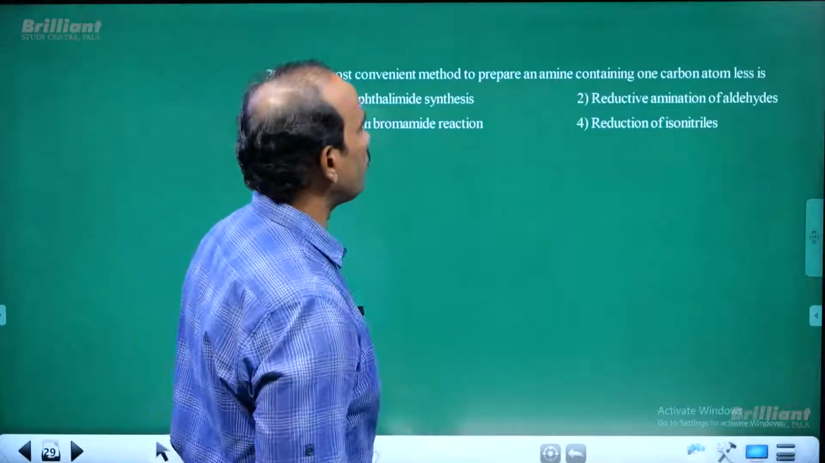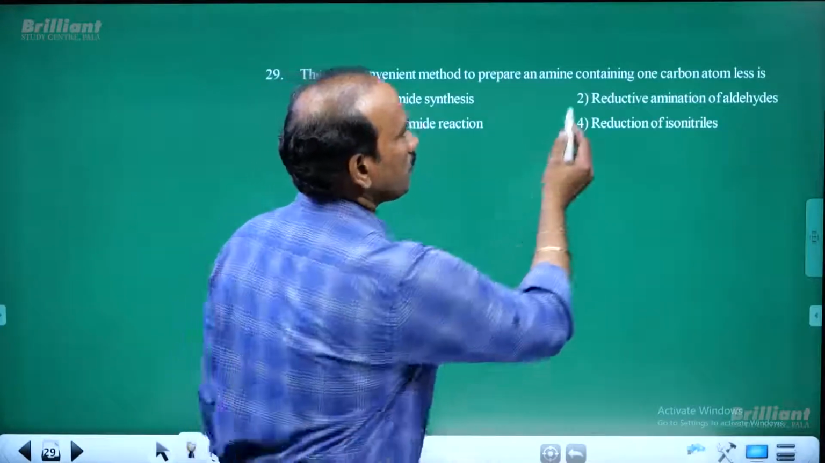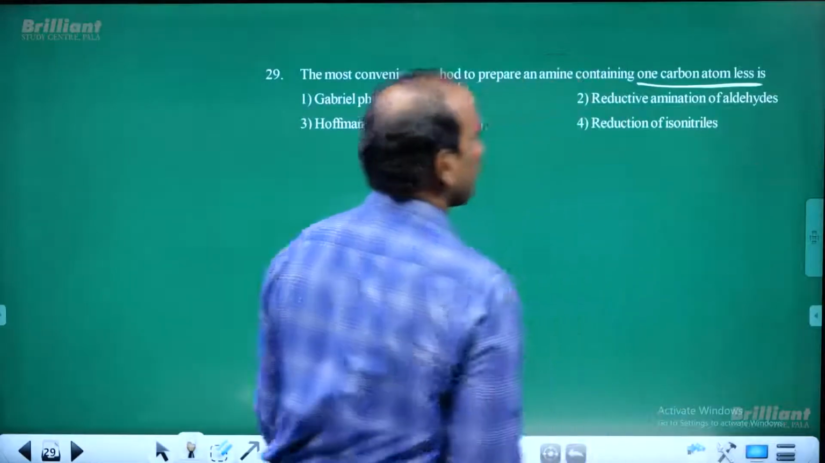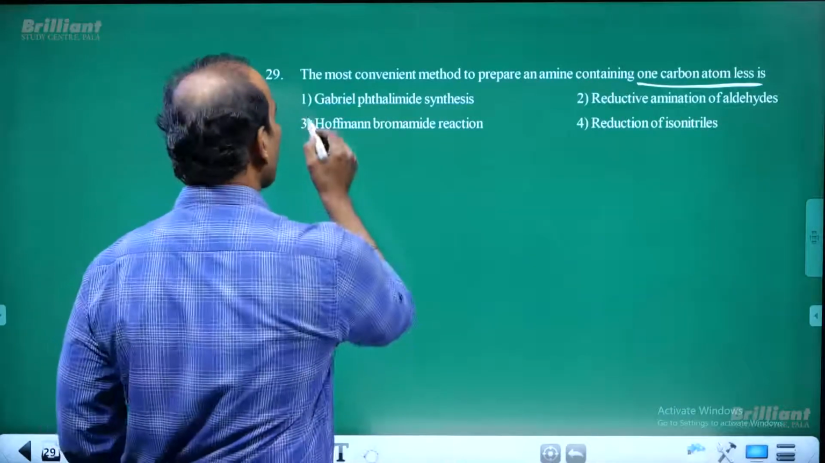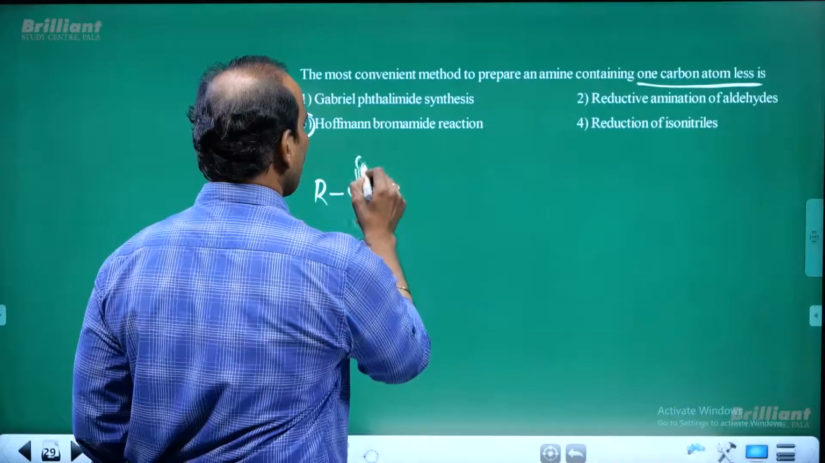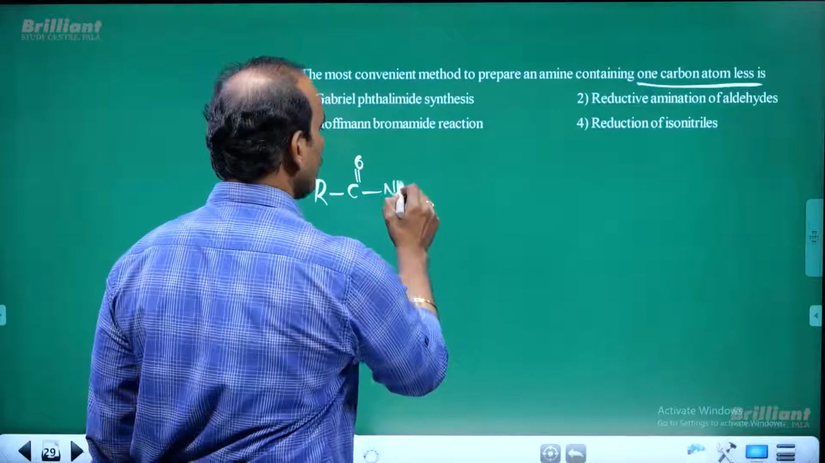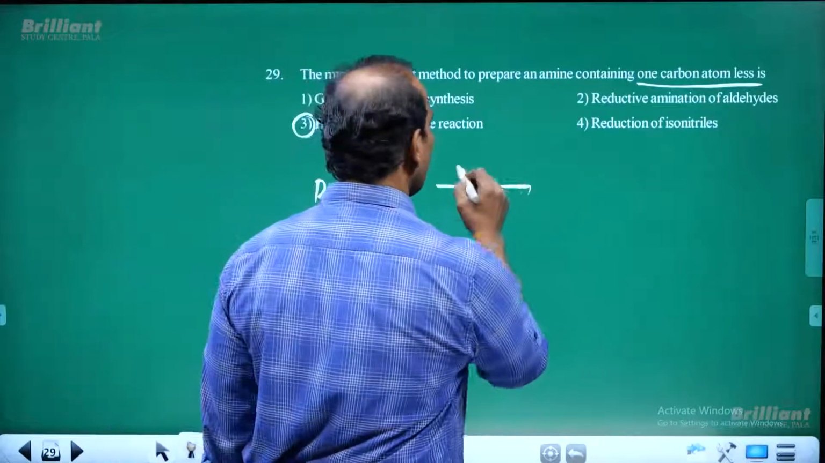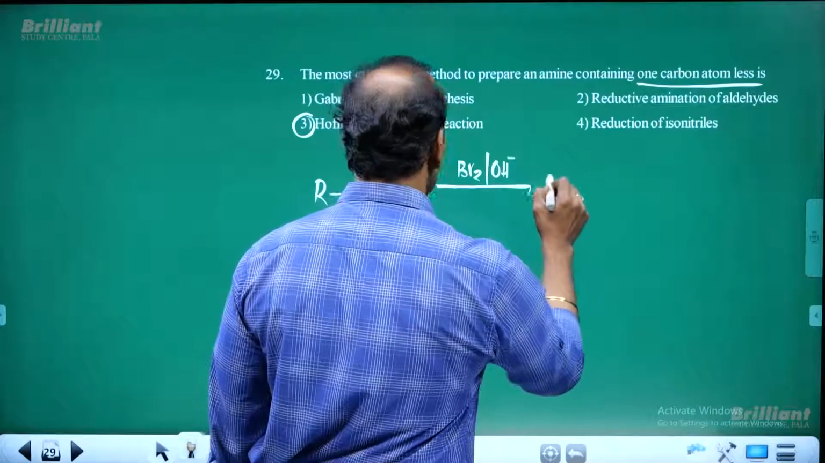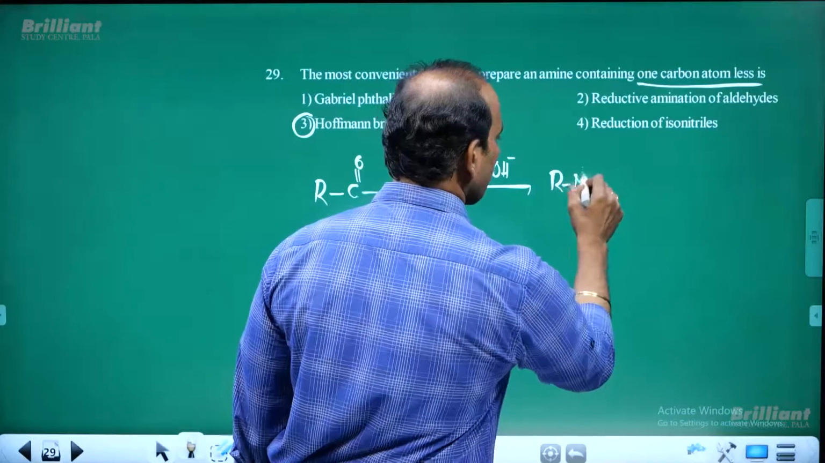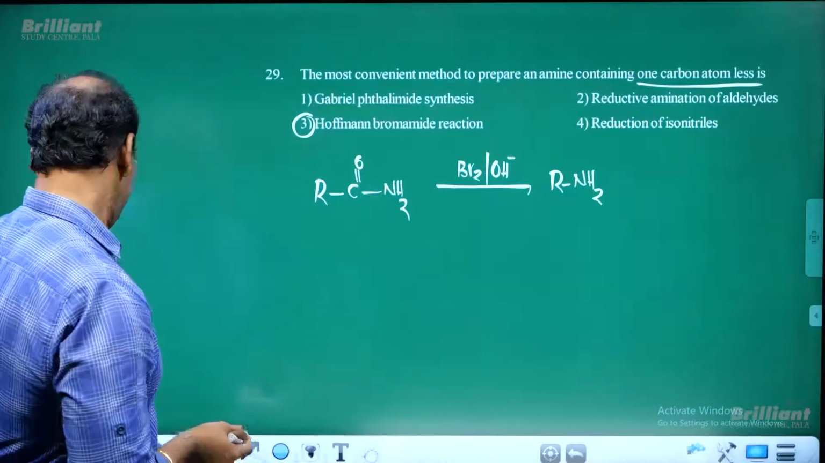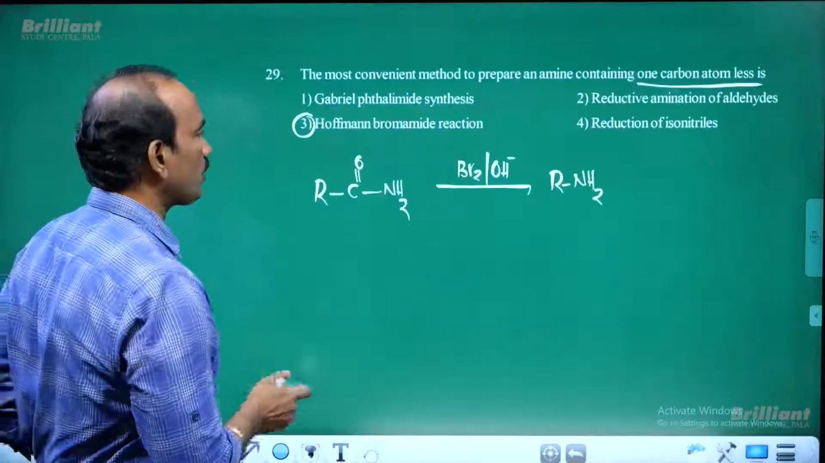The most convenient method for, then here he mentioned the 1 carbon less, that is called Hofmann degradation. RCONH2 treated with Br2 in the presence of base, we get a primary amine. That is okay. Next one. So what is the answer for this one?